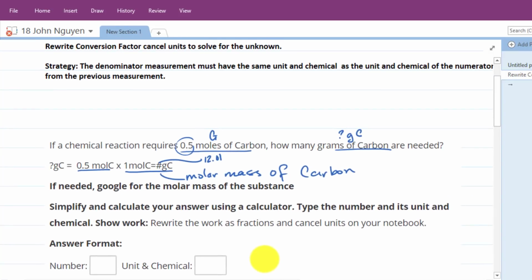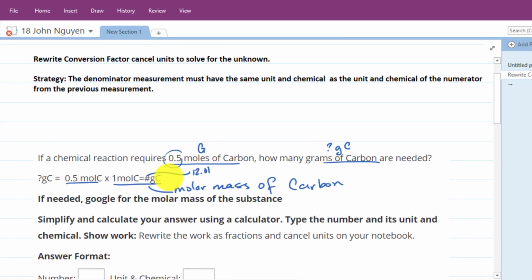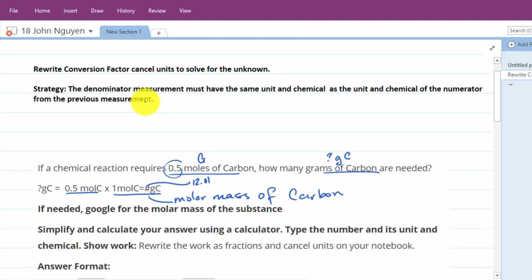Now let's combine everything together so that we can simplify it and rewrite this as a fraction. The trick to rewriting this as a fraction is starting from the very beginning of your flowchart, which in this case is question mark grams of carbon. This is what we are solving for. So after we rewrite as a fraction, our final answer must have grams of carbon. Then we get our given right here, which is 0.5 moles of carbon, and we multiply by this conversion factor.